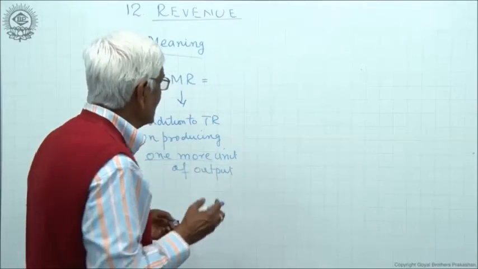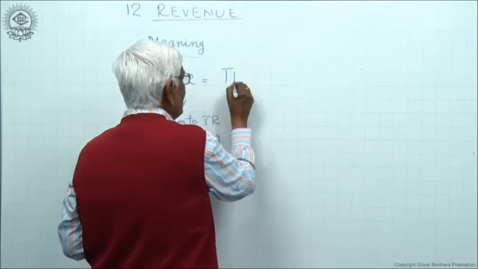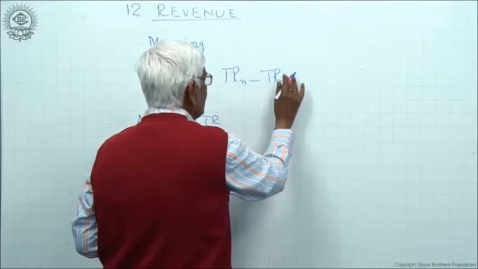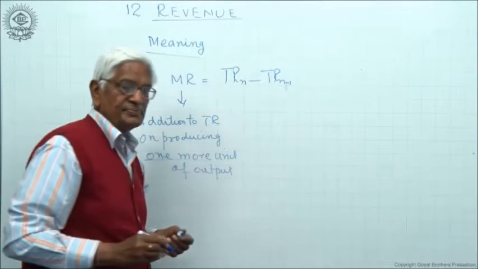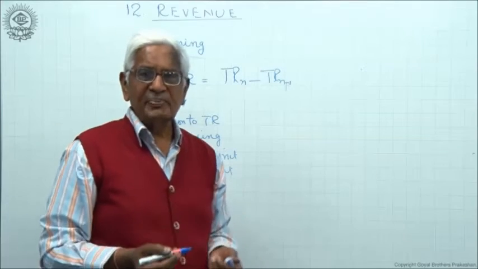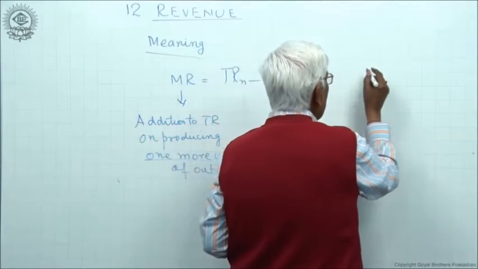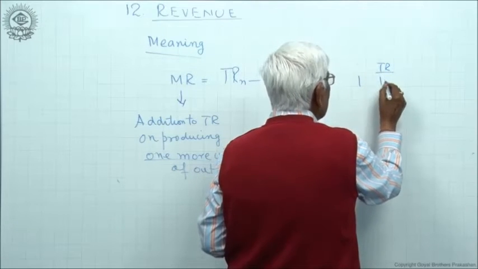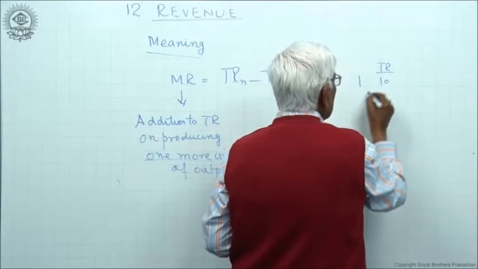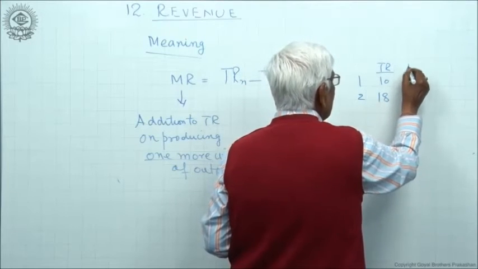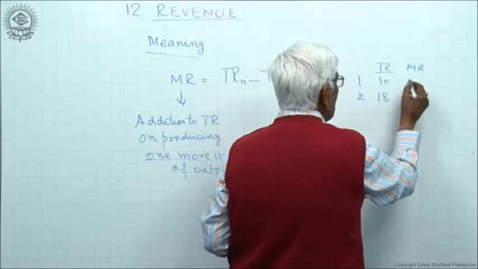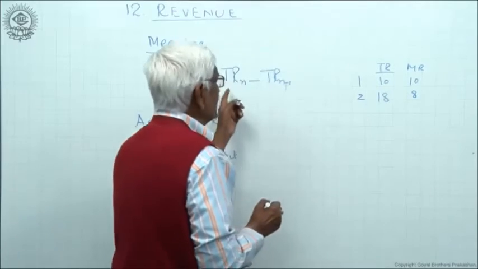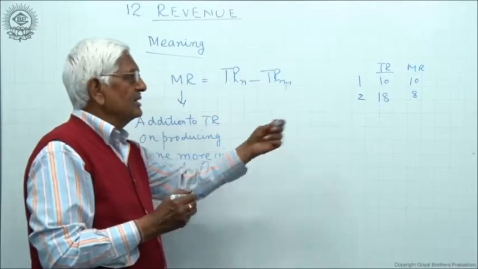As far as calculations are concerned, it is the same which we have done earlier. TR at N minus TR at N minus 1 unit. कोई भी एग्जांपल आप ले सकते हैं. मान लीजिए कि एक यूनिट का जो TR है, सपोज इट इज 10, दो यूनिट का जो TR है, इट इज 18, देन MR इज इक्वल टू, फॉर फर्स्ट यूनिट फ्रॉम 0 to 1 it is 10, then 18 minus 10 it is 8. Here N is 2, N minus 1 is 1. So like this you can find out.